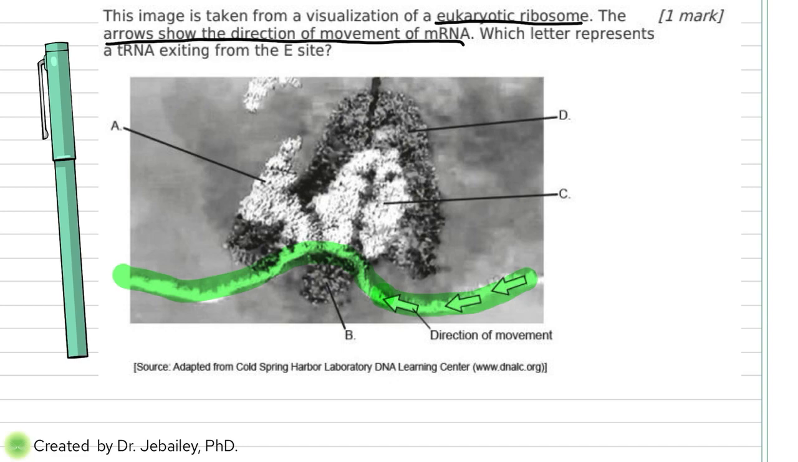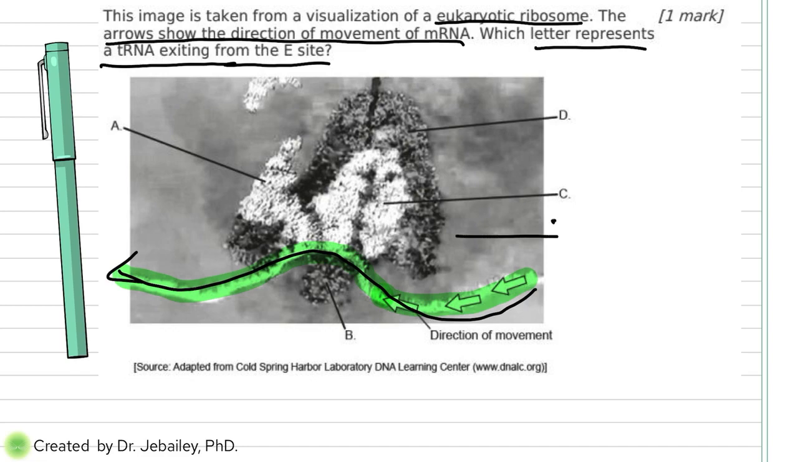Now, which letter represents the tRNA exiting the E site? When we say E site, that means the exit. If the mRNA is going in this direction, that means the ribosome is going this direction. The mRNA as well as the tRNA are both always going in the same direction. Remember this: the mRNA and tRNA both enter the ribosome in the same direction.